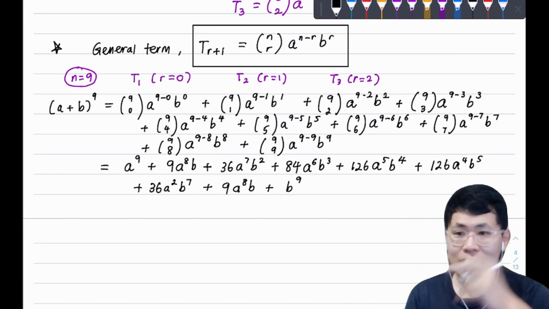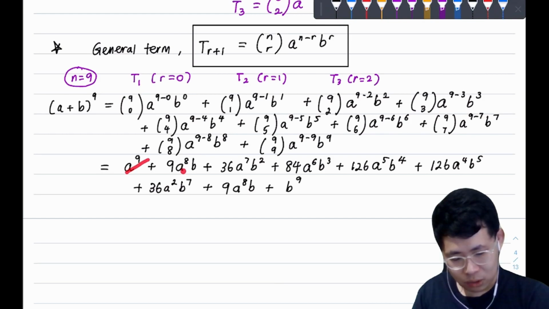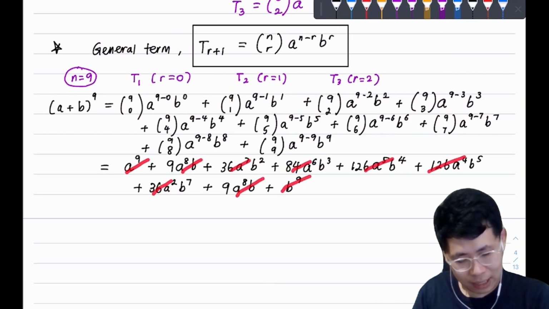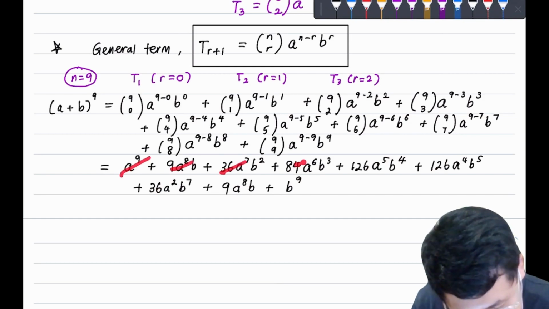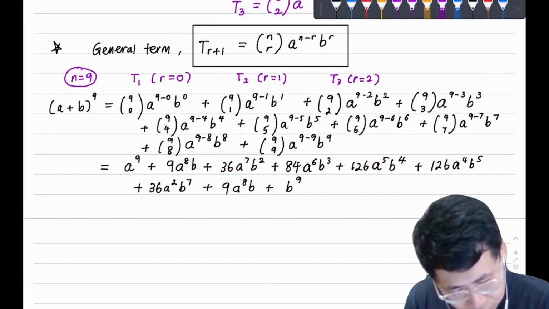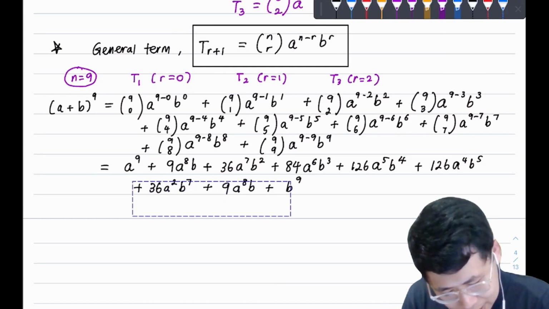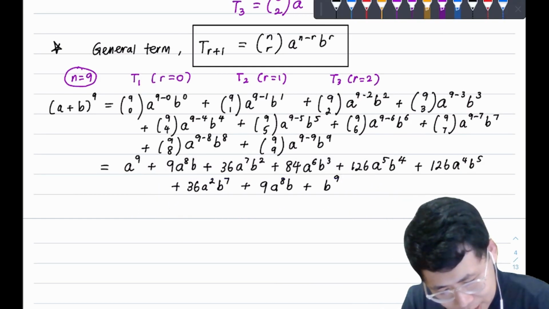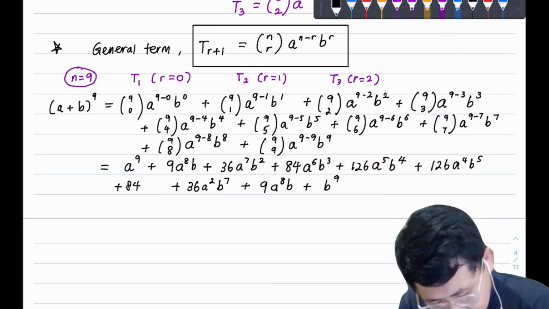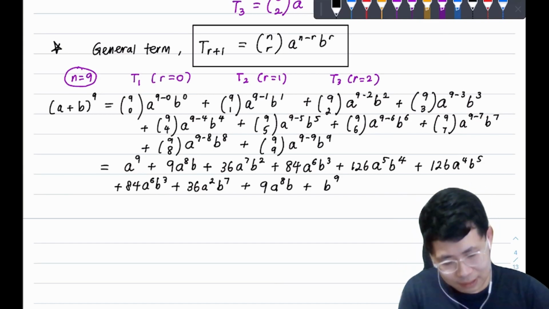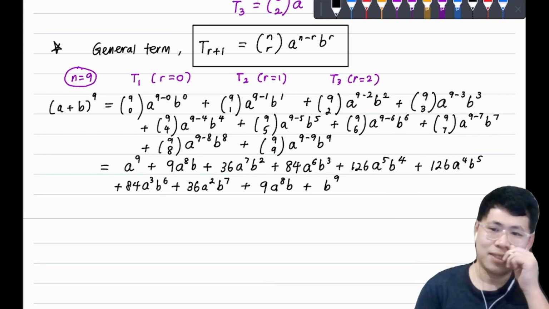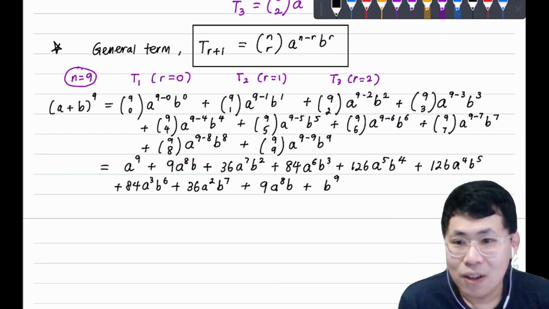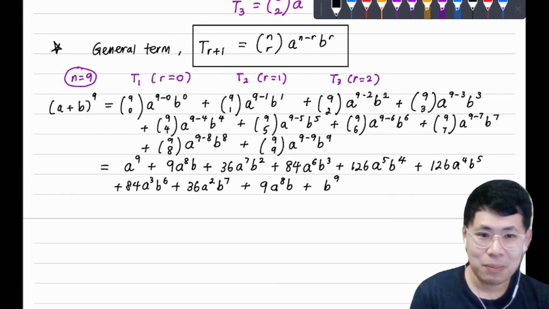So when we expand to the power of 9, we have 1, 2, 3, 4, 5, 6, 7, 8, 9. Missing one term. The 84 is missing. Sorry, one more term missing. So we have plus the 84 a to the power of 3, b to the power of 6. Yes, like this. So we should have 10 terms when we expand.